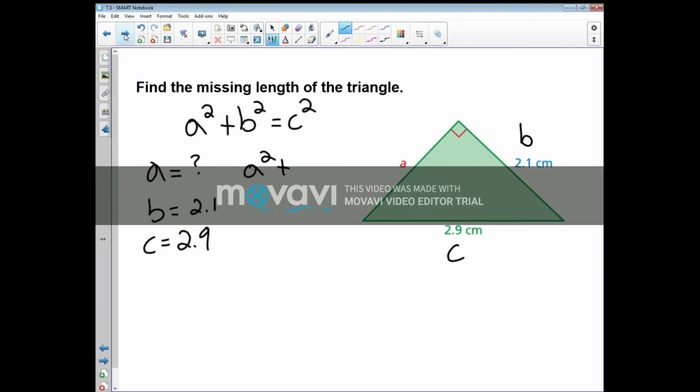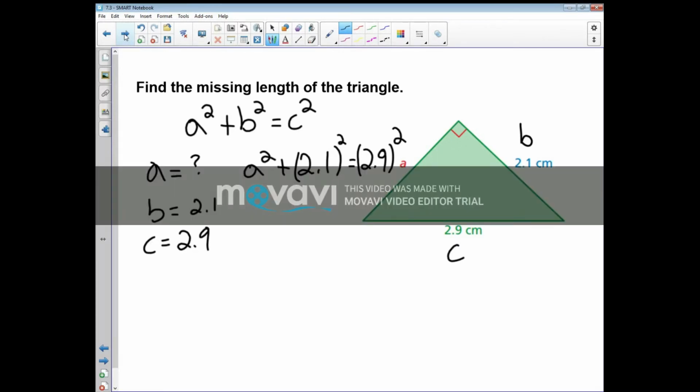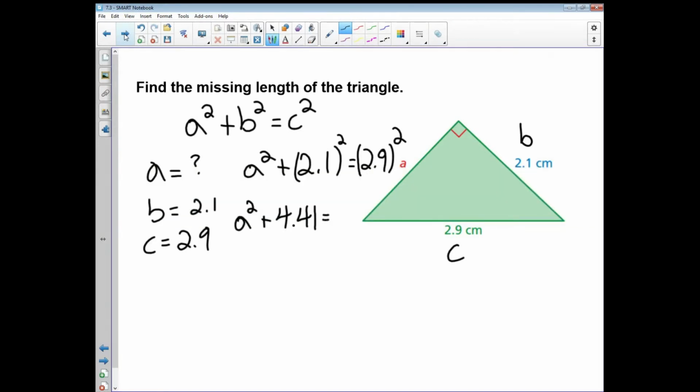But what we can do is we can just replace what we know. So we're only going to put in b and c. We're going to leave a by itself. Okay? So we want to solve for that. So we still plug in our numbers. We're still going to square everything. Okay? So we have a squared, which is not going to change because we don't know what it is. So it still stays as a squared. Okay? So then you take 2.1 and you're going to square that, and then you get 2.9 and you're going to square that as well.